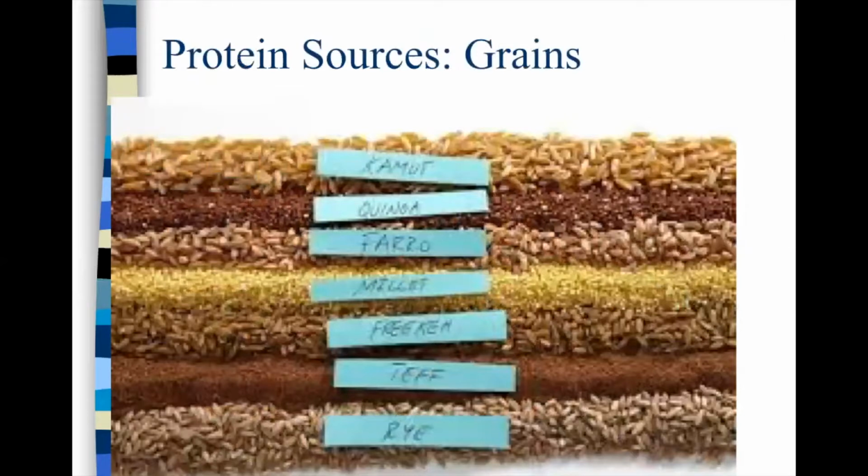These are some additional protein sources. These are grains that perhaps you haven't even tried or wouldn't think of. Some of these are considered ancient grains, but here we have kamut, quinoa, farro, millet, freekeh, teff, and rye.